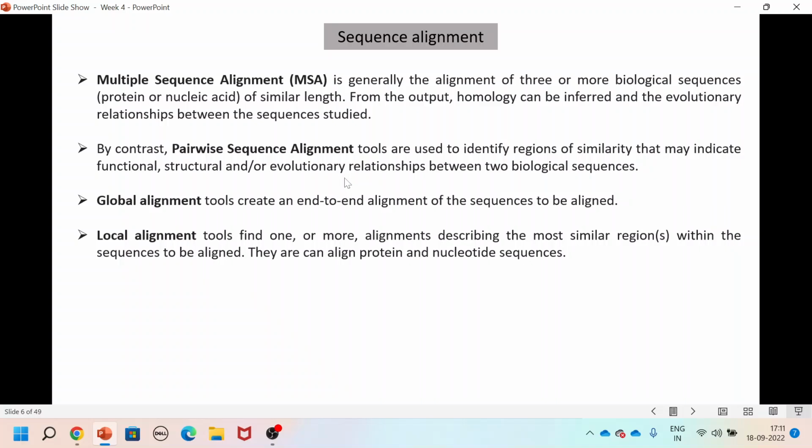In order to align the sequences, we can either align them in a global alignment fashion, where we use the alignment tool to align the complete sequence from the start to the end, and we try to find the different regions where the alignment can be found. While in case of local alignment, the local alignment tool tries to find one or more alignments describing the most similar regions which are present between the sequences to be aligned.